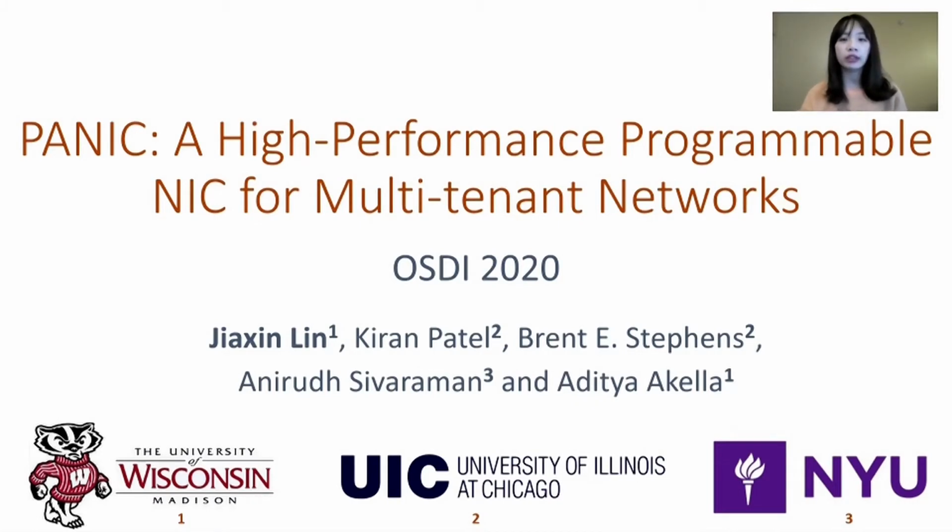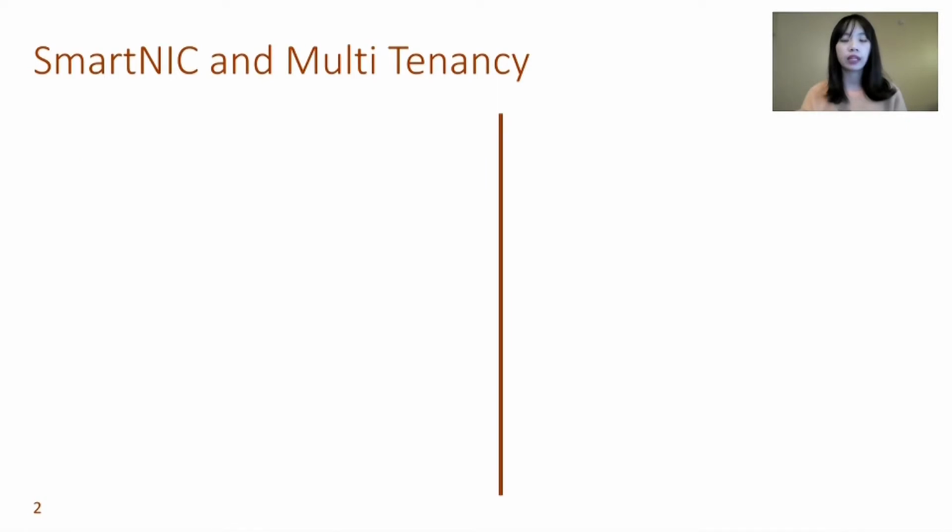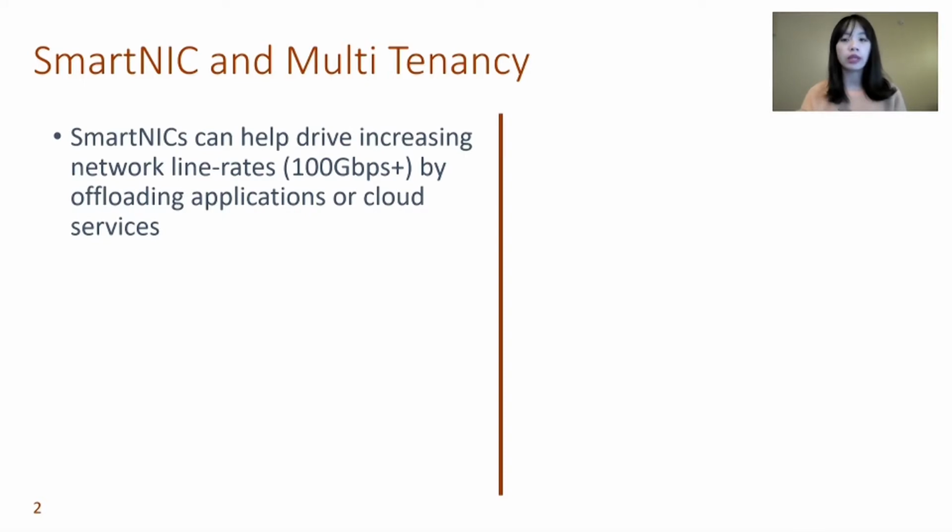Today I'm happy to introduce our system called PANIC, which is a high-performance programmable NIC for multi-tenant networks. Nowadays, in 100G networks, doing network-related processing takes up plenty of the whole CPU cycle. SmartNIC can help to overcome this problem. SmartNIC is a new programmable hardware accelerator that allows the host to offload network-related tasks into the hardware NIC.